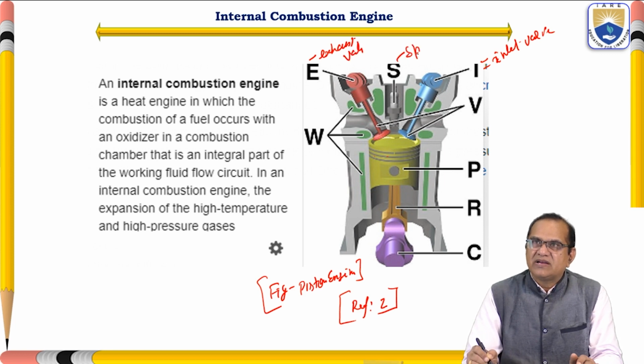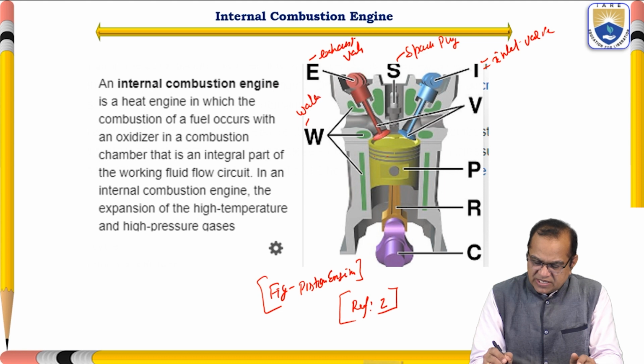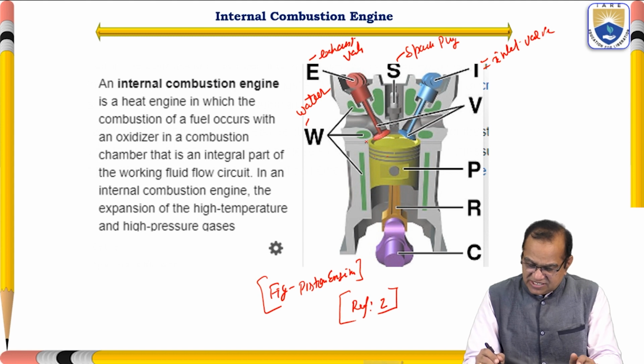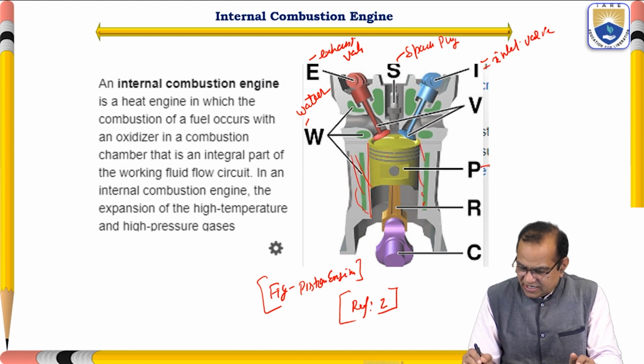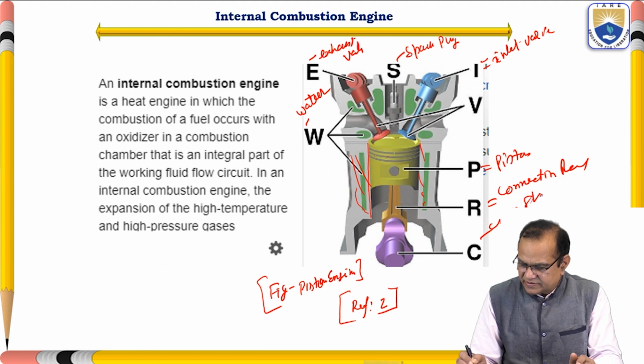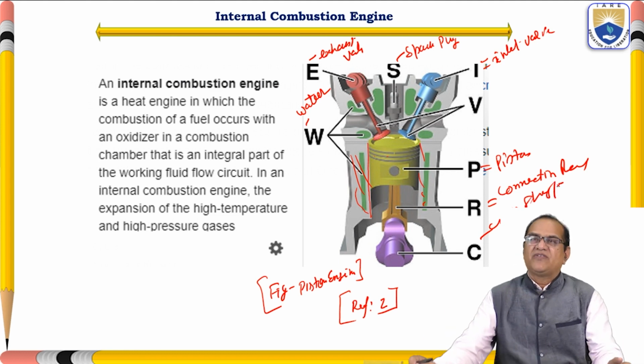This is the spark plug. Here are the vanes for cooling. This is the water circulating here. So I think I have discussed all the parts. This part is the cylinder, not the piston. This part is the cylinder, and this is the piston, the connecting rod, and this is the crankshaft. So these are the parts of a piston engine.